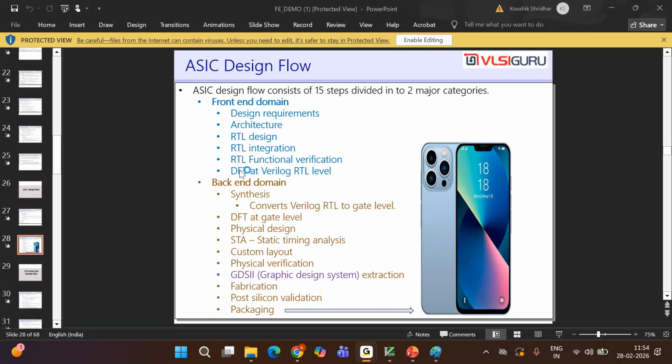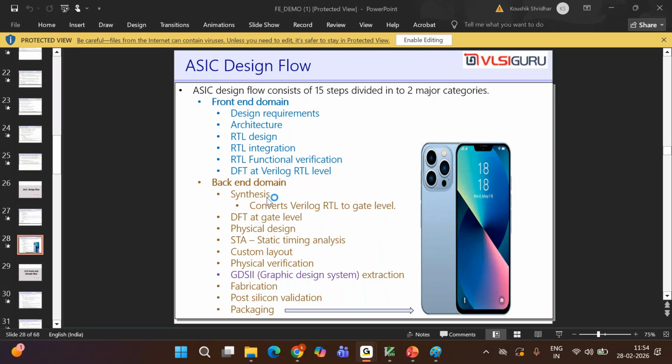The job remains the same. DFT at Verilog RTL level and DFT at gate level, both jobs remain the same. The only thing is the RTL file in terms of front end will be in terms of Verilog code. In terms of back end, it will be in terms of gates, at transistor level. The RTL code gets handled in the back end by the first step, that is the synthesis engineer.